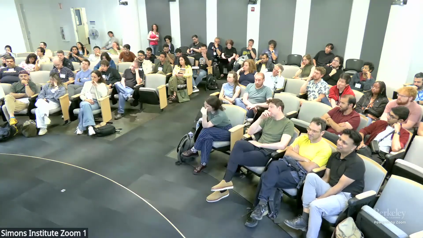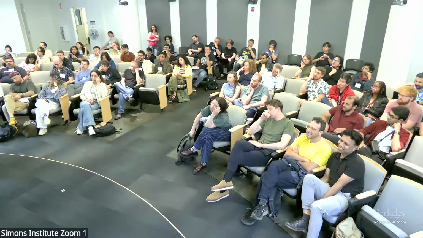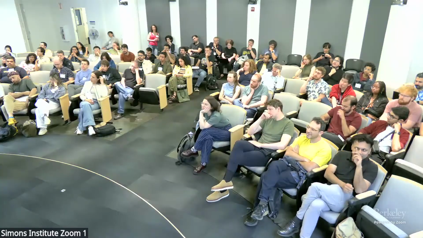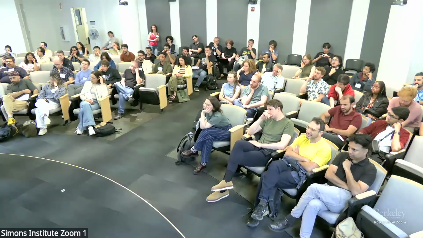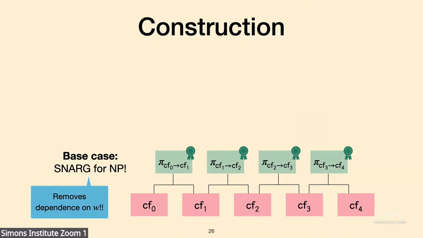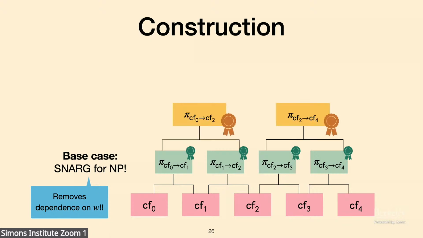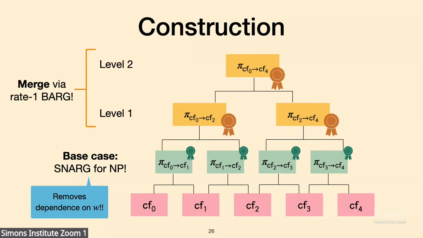So what's the construction? The base case is just going to be a SNARK for NP. This is where we use a SNARK for NP. The reason I want to do this is because I want to get rid of this dependence on W. So there's secretly a W here. So I'm instead going to use a SNARK to prove that there exists a W that goes from CF0 to CF1. You can imagine if you just use a trivial SNARK, you can also get something here, but the base case is a SNARK for NP. Then you BARG, same thing as before. So it's exactly the same construction as said before.